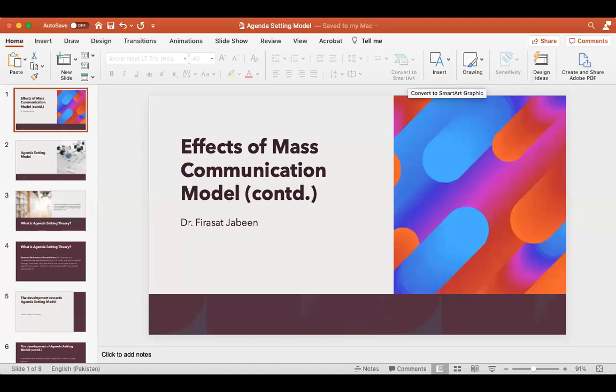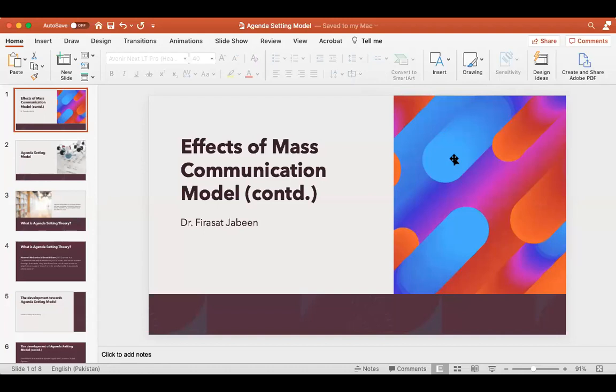Hello, everyone. Today I'm going to talk about another model of effects of mass communication. As you know, in my previous lectures, I have been talking about models that are related to effects of mass communication. For that, I began with a brief discussion of the magic bullet model, which is also known as the hypodermic needle model. Then I discussed the stimulus response model. After that, I discussed another model, which was the two-step flow model of communication.